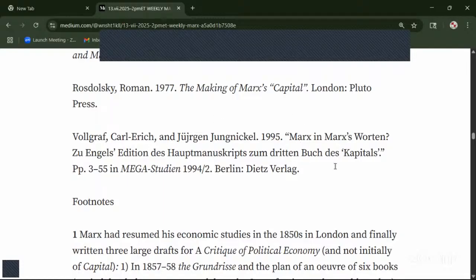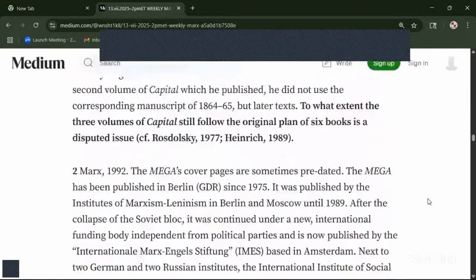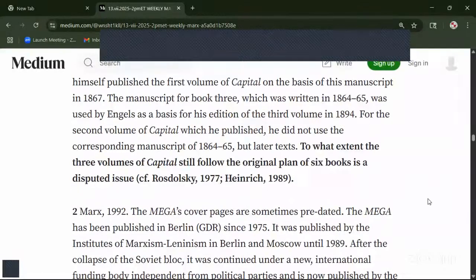And a question raised, this is from endnote 1. The manuscript for Book 3, which was written in 1864-5, was used by Engels as a basis for his edition of the third volume in 1894. For the second volume of Capital, which he published, he did not use the corresponding manuscript of 1864, but later texts. To what extent, and this is an important point, the 3 volumes of Capital still follow the original plan of 6 books is a disputed issue. And Rosdolsky brings this up, as of course does Heinrich. And this is not to make it totally unsolvable. It just means that we have lots of contingencies.